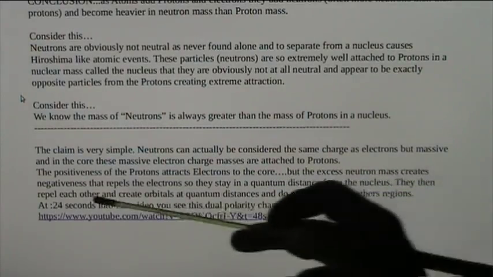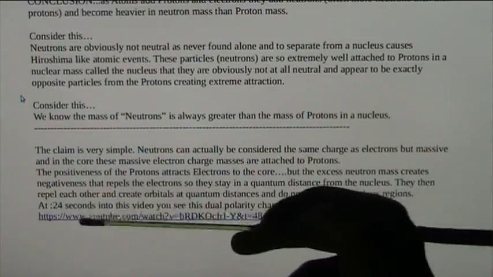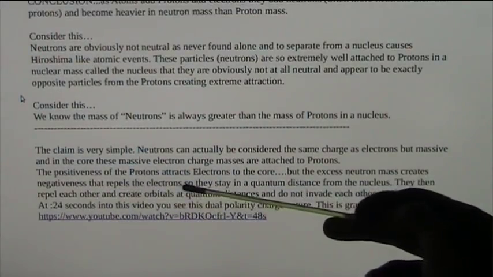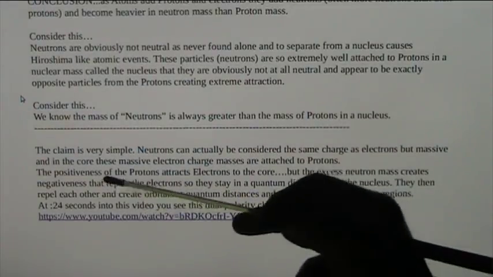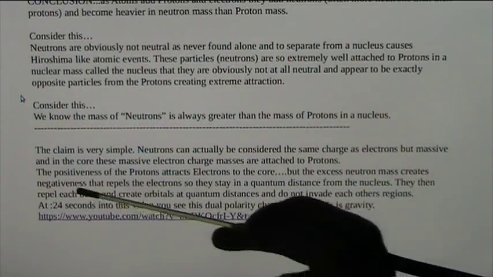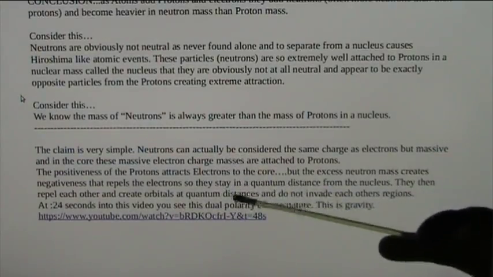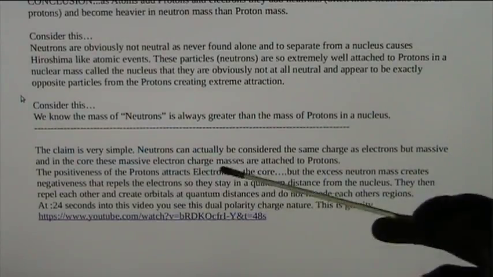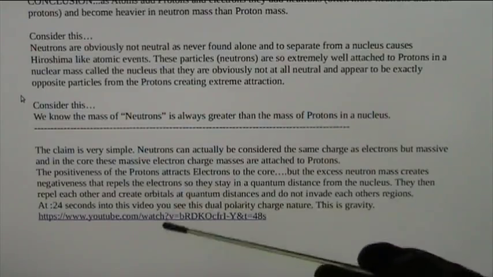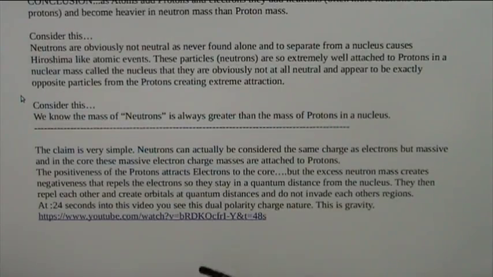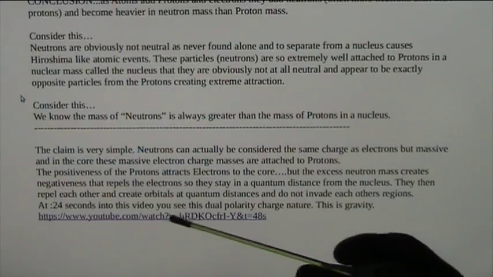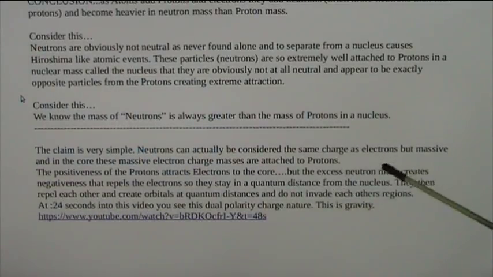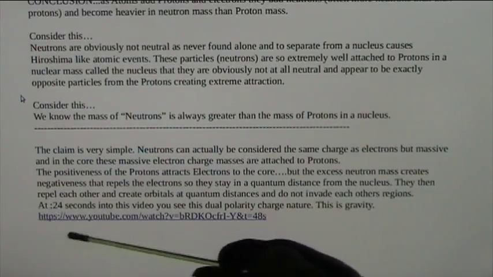The excess neutron mass creates negativeness, so we still have a negative core, and that repels the electrons to a quantum distance. So if this is +1 more negative than the core, they stay out 2 angstrom units. If it's +2 more negative than the core, they stay out 3 units. That is the quantum distance, and they stay there; they do not want to go closer, and they do not want to go further. We have seen that in that magnetic tractor beam that I showed you. So they are out there, and that's just a fact of nature. When you go to the video, you can see for yourself.